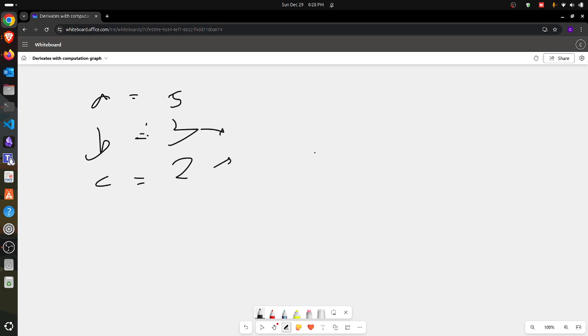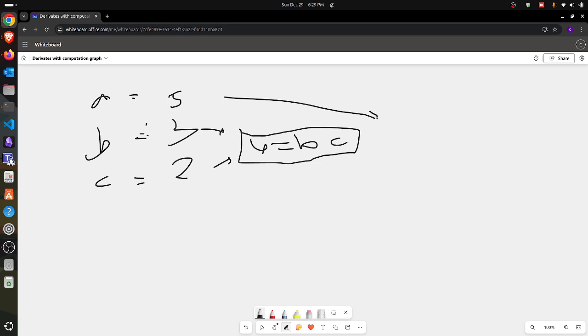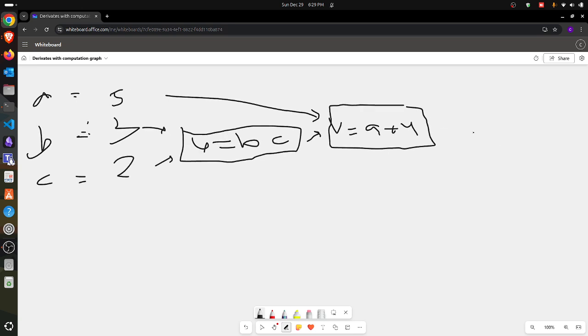Let's just combine them with our previous computational graph. So U is equal to B times C. Then we are going to combine these two things, and V is going to be A plus U, and after combining these things, we are going to get J equals 3V. So I hope this computation graph from the previous session is clear, concept is clear.